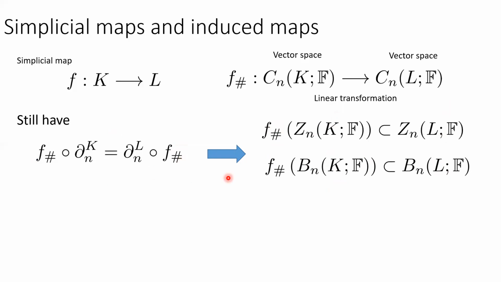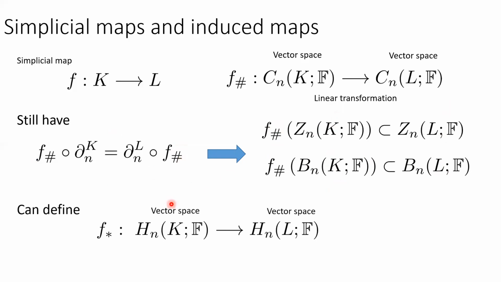And just as we did with integer coefficients, we can now define the F star maps between the homology vector spaces. And we do it as we did before. You take the class of, let's say, zeta in this homology, and what you do to it is you take the class of F sharp of zeta. So zeta here is a cycle, and F sharp is the linear map that we had before.